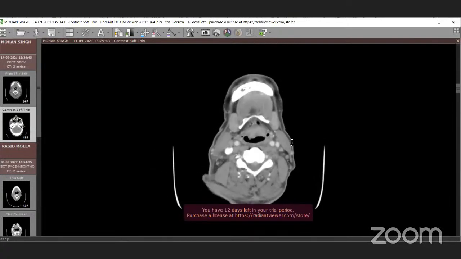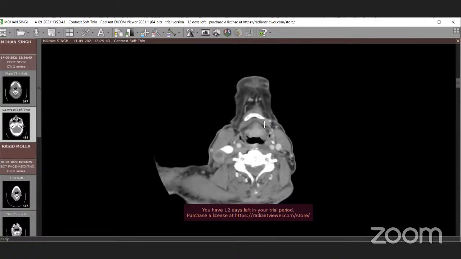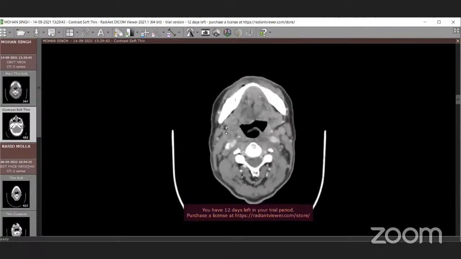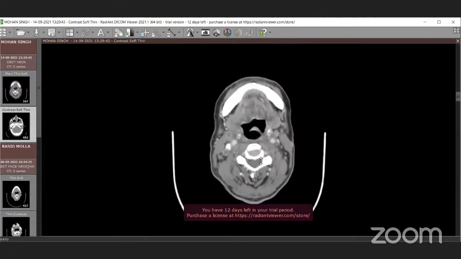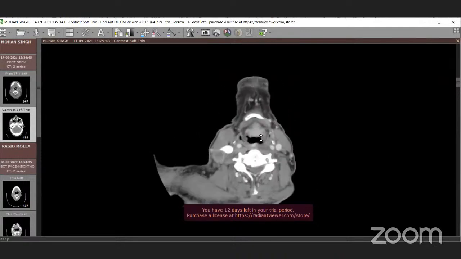So in this particular case, we have a mass in the epiglottis which extends into the preglottic fat. The preglottic fat is all shaggy, it is all stranded, and we have a lot of necrotic lymph nodes on level 2 on either side. So this has nodal metastatic disease along with the epiglottic tumor.